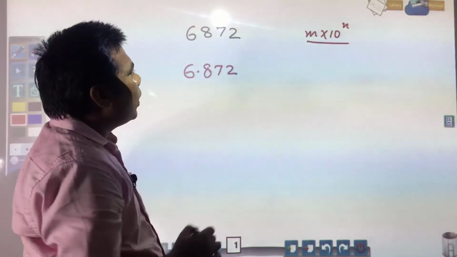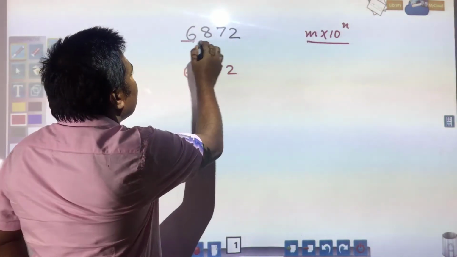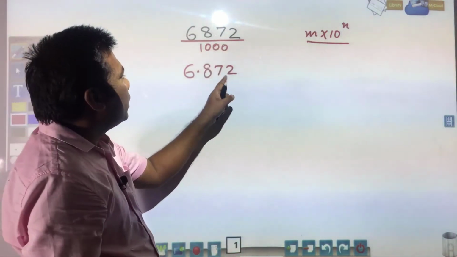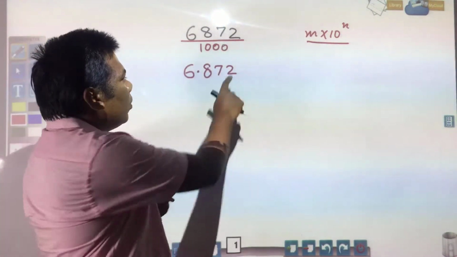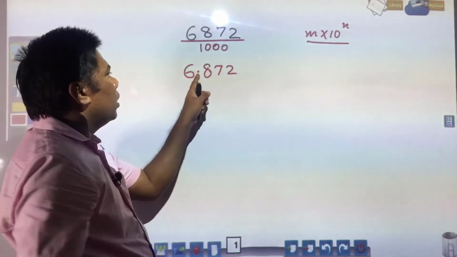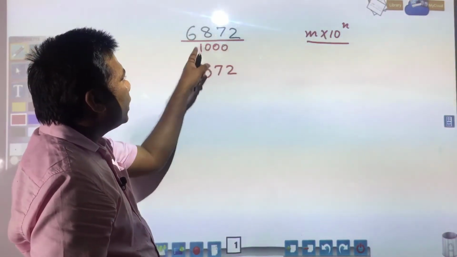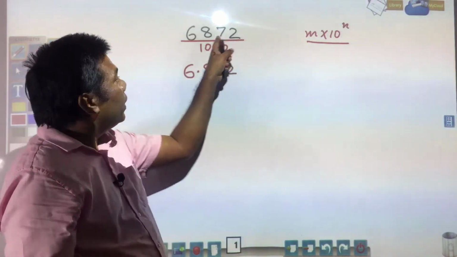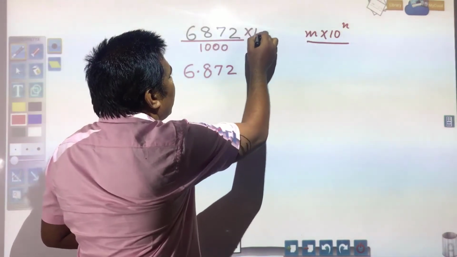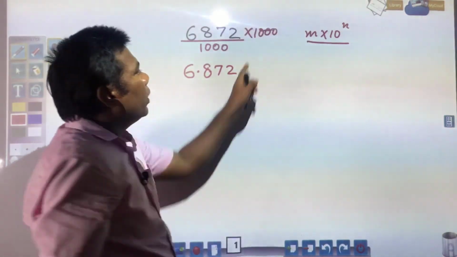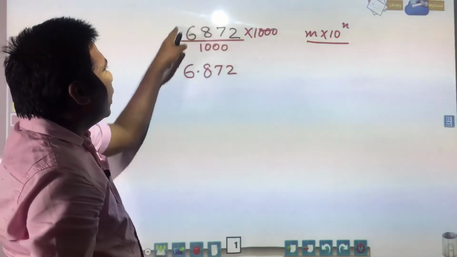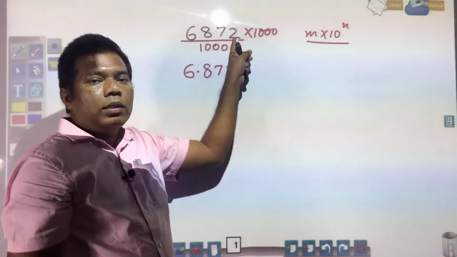So, putting the decimal here gives 6.872. What did you do? You divided this number by 1000: there are 3 digits, 1, 2, 3, after the first digit, and you put the decimal there. It means you divided by 1000. If you divide this number by 1000, you also need to multiply by 1000, so that the 1000s cancel and the number has no change.